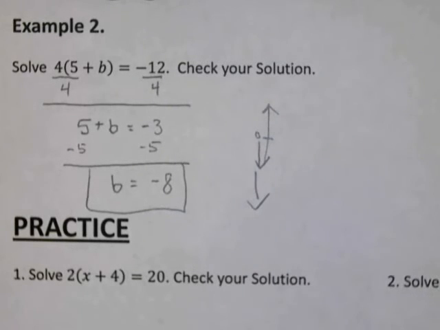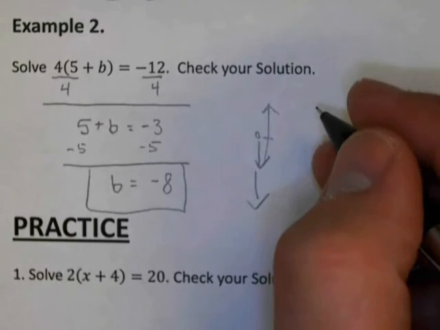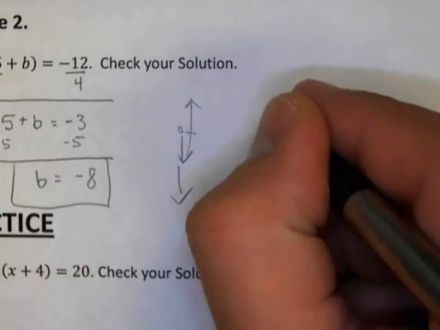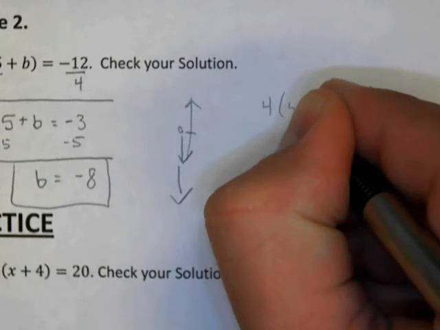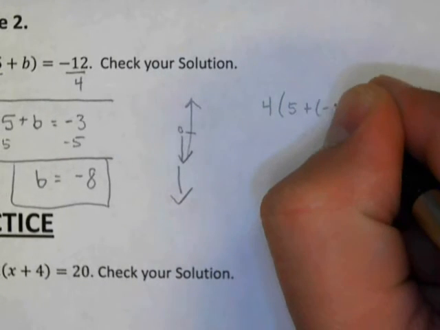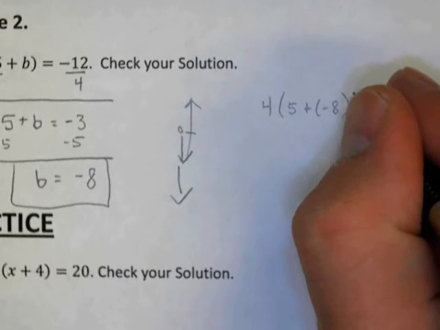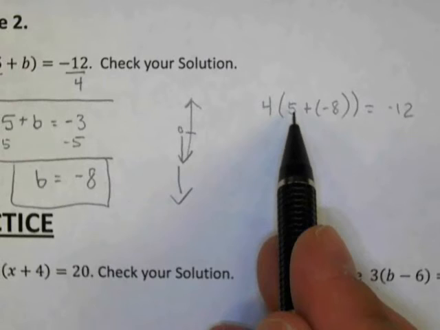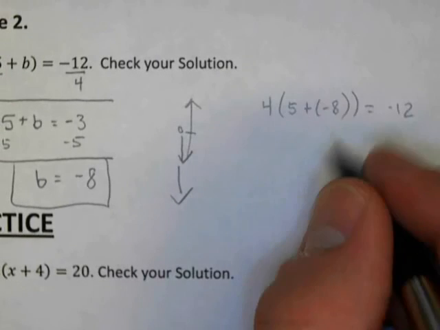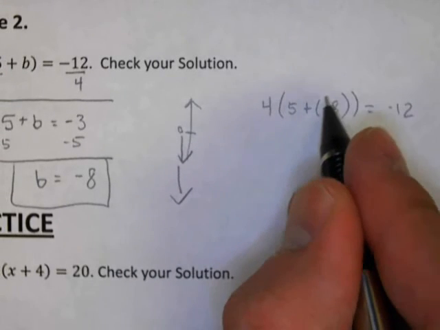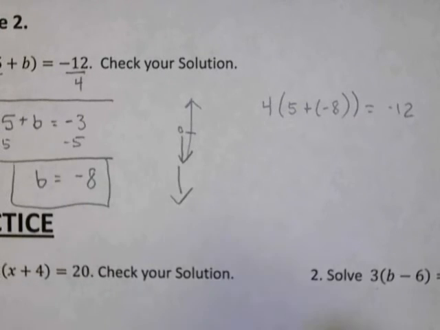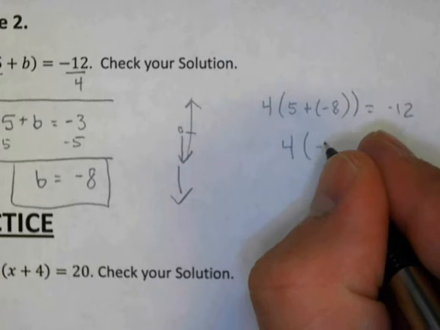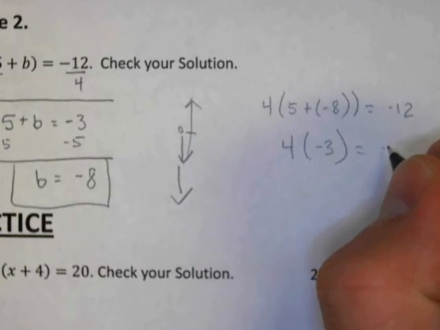Now let's check our work, because we always check our solutions. Might move the paper over just a little bit. So we have 4 times (5 plus a negative 8) equals a negative 12. We want to make sure that this all works out. 5 plus a negative 8 is a negative 3, because the absolute value of the negative number is larger than the absolute value of 5. So 4 times a negative 3 equals negative 12.